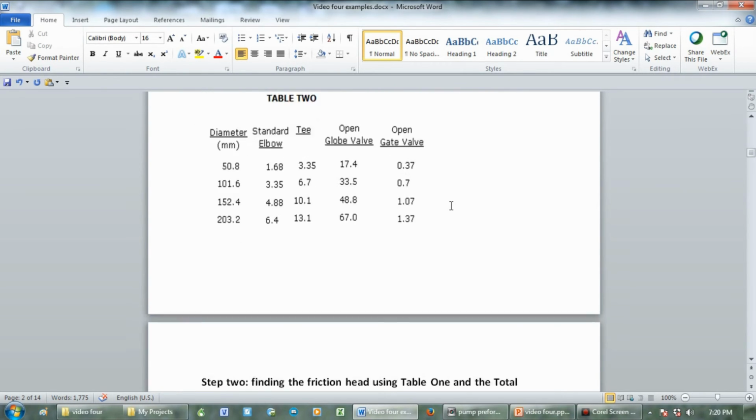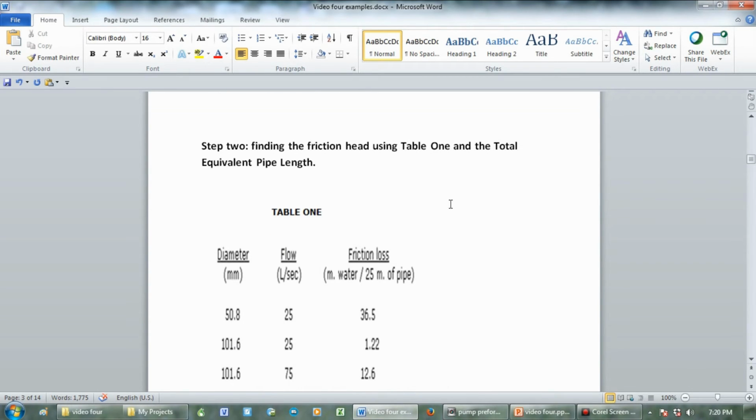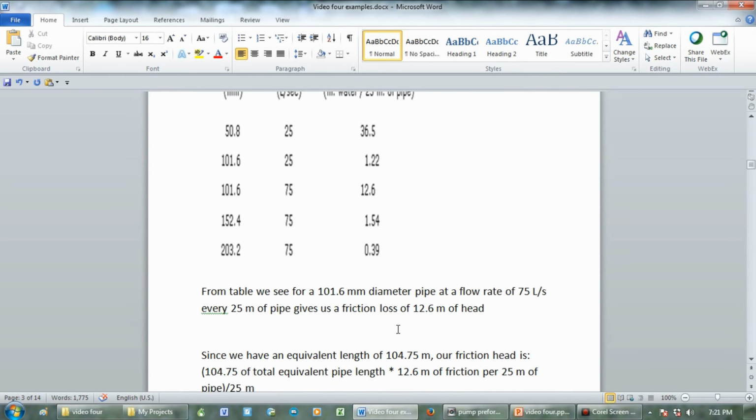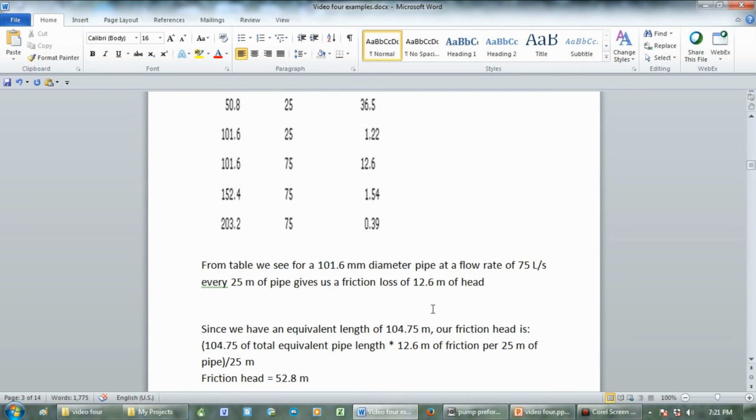Okay, we take our total equivalent pipe length and we go to Table 1. And in Table 1, we find, using our flow rate and our diameter size, our diameter size was 101.6 millimeters, and our flow rate was 75 liters per second. We see that every 25 meters length of pipe gives us a friction head loss of 12.6 meters. So, from the table, we see 101.6 millimeters of pipe at a flow rate of 75 liters per second. Every 25 meters of pipe gives us a friction loss of 12.6 meters of head.